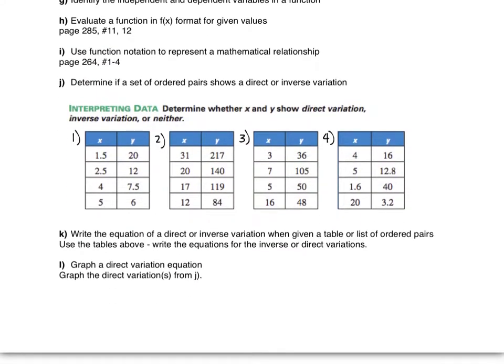And using function notation to represent a mathematical relationship, got that one. Determine if a set of ordered pairs shows a direct or inverse variation. We've got problems here, and we'll have a slide for that. And write the equation of a direct or inverse variation. So we'll work through the ones that we just had in this previous section, and then we'll do one graph.